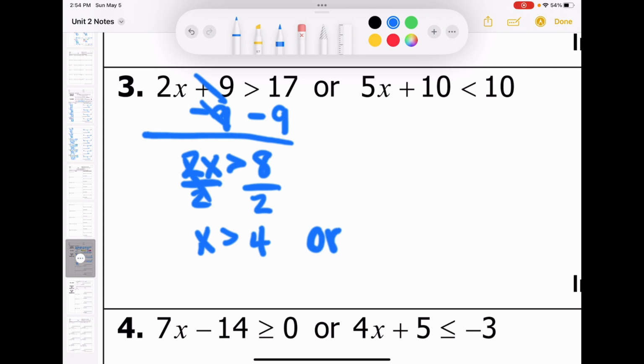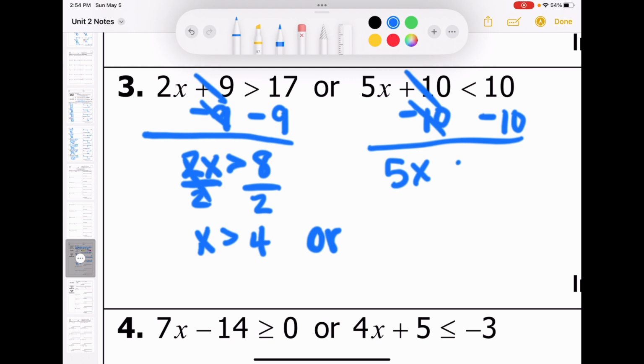All right, then for the next one, I need to get 5x by itself, so I'm going to subtract 10 from both sides, which leaves me with 5x is less than 0. Then I still have that 5 sitting next to x that I need to get rid of, so I'm going to divide both sides by 5. So x is less than 0.